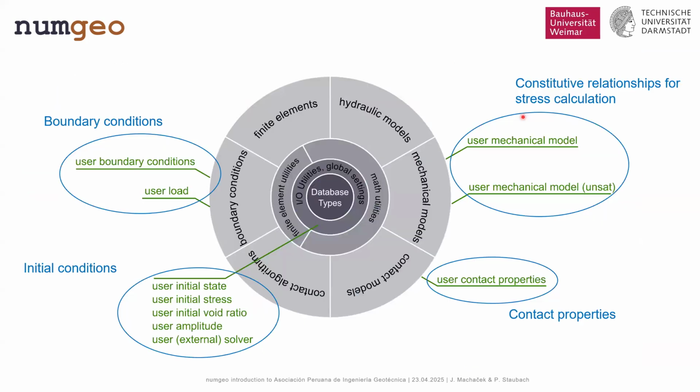Now, if the inbuilt features of NUMGEO do not fit the requirements for a given simulation, one can extend NUMGEO at predefined interfaces. So, for example, you could add your own constitutive model for dry and saturated soils, but also for unsaturated soils. You could change contact properties by your will. You can also define or code your own loading scenarios and boundary conditions. So it's quite extensible at predefined interfaces.